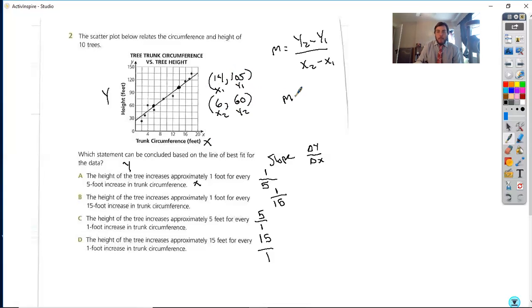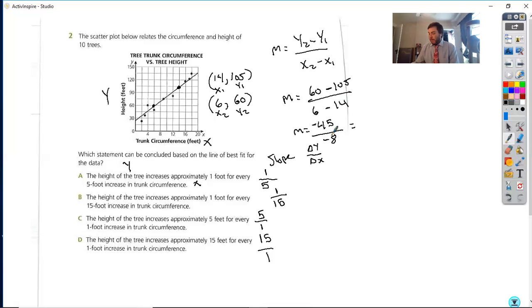So here, m equals, if I take y2, I'll have 60 minus y1, 105, over x2, which is 6, minus x1, 14. So m equals 60 minus 105, which is 45, but it's negative. Let me just check this. 60 minus... it's been a long day. Yep, negative 45. And then 6 minus 14 is going to be negative 8. So now we want to simplify negative 45 over negative 8.